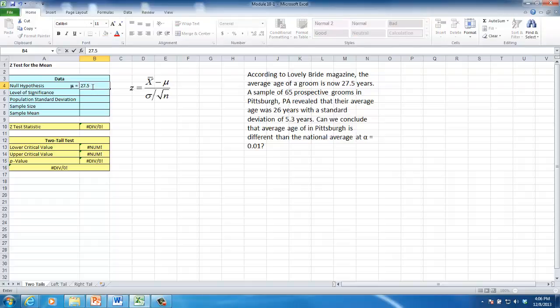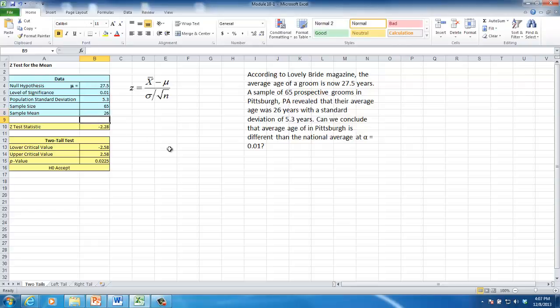The level of significance we want is 0.01. Alpha is 0.01. The population standard deviation is 5.3. The sample size is 65 and the sample mean is 26.